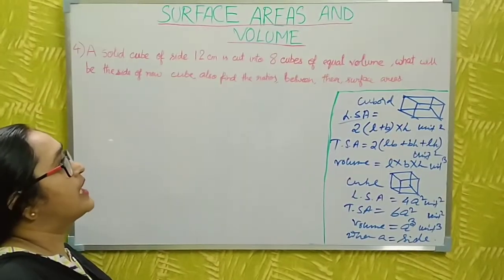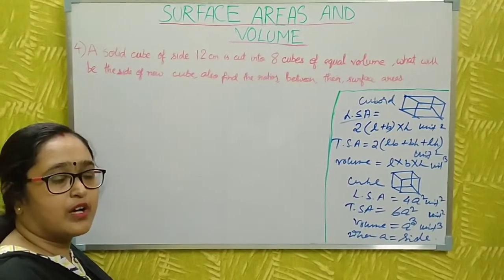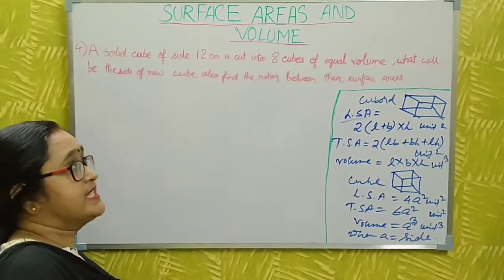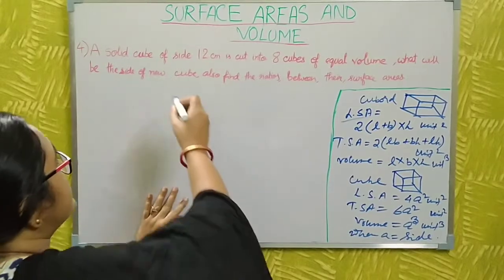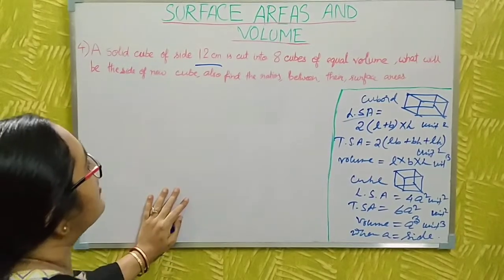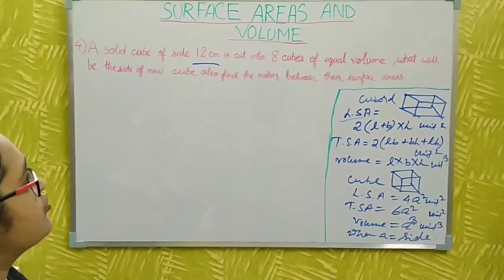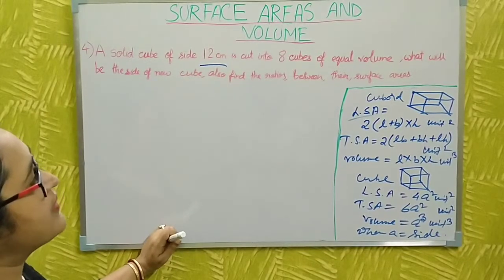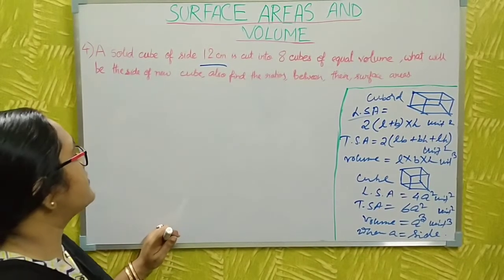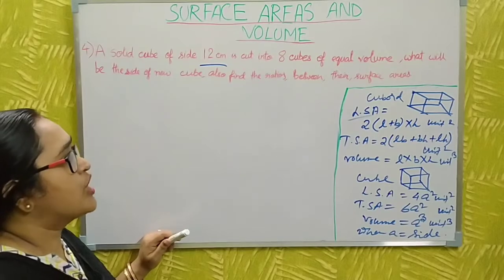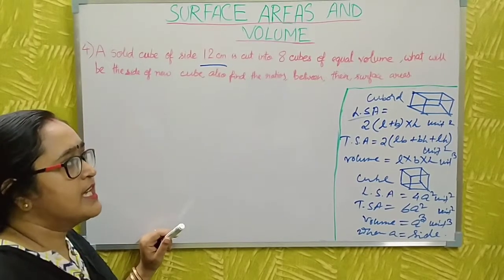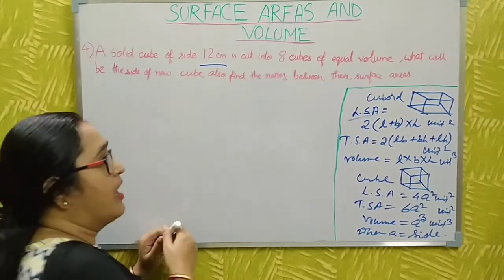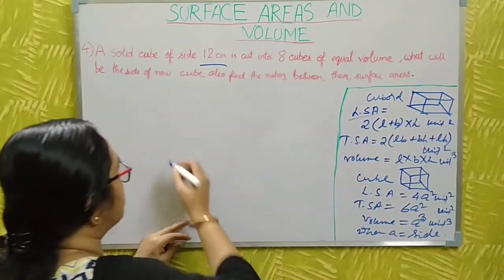Okay. Now I discuss the last sum for today. A solid cube of side 12 centimeter is cut into 8 cubes of equal volume. What will be the size of the new cube? Also find the ratio between their surface areas. Okay, between their surface areas.